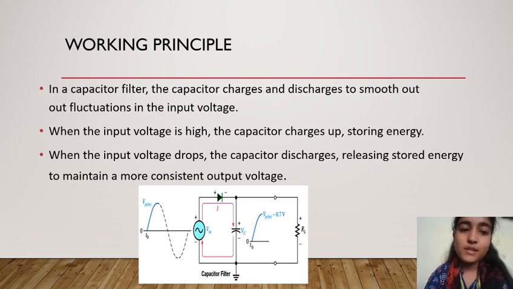Working principle of the capacitor filter means the work which takes place within the capacitor filter. In a capacitor filter, the capacitor charges and discharges to smooth out fluctuations in the input voltage. When the input voltage is high, the capacitor charges up, storing energy. Means the voltage has to be high to charge up the energy. When the input voltage drops, the capacitor discharges, releasing stored energy to maintain a more consistent output voltage. So I have represented a working principle image here.